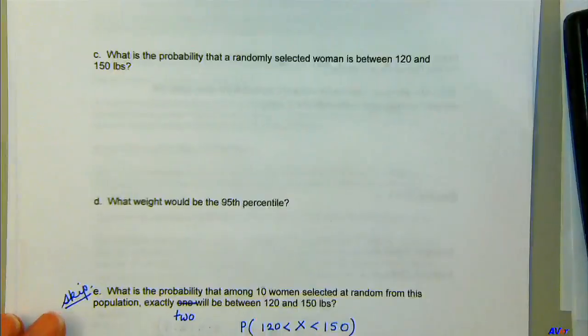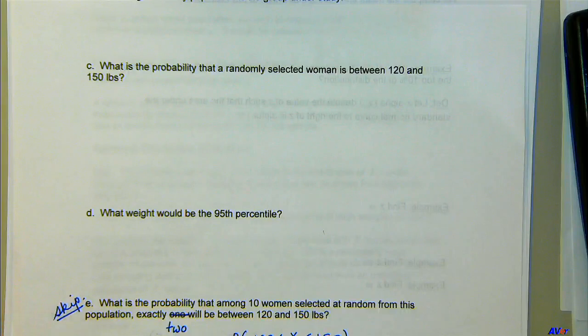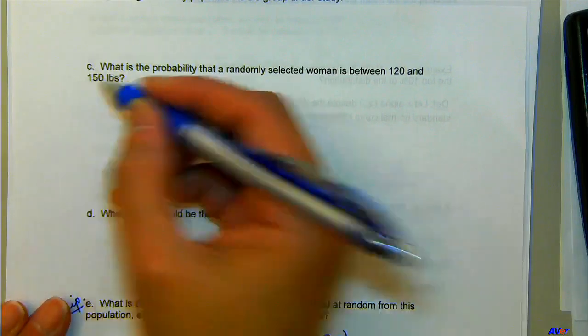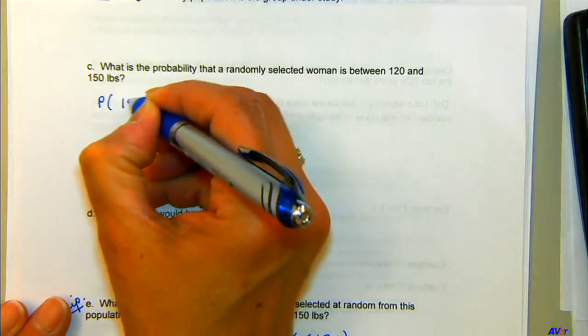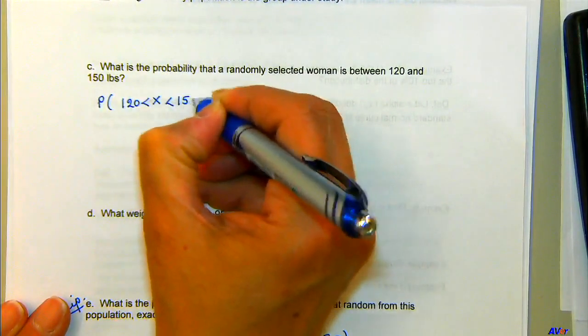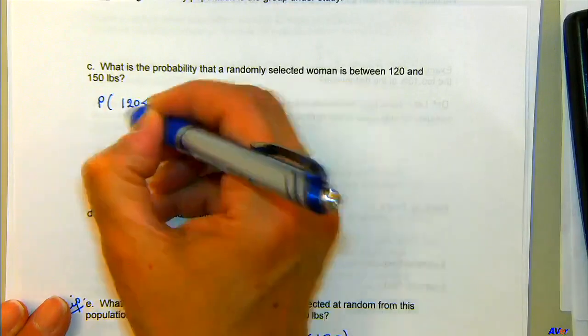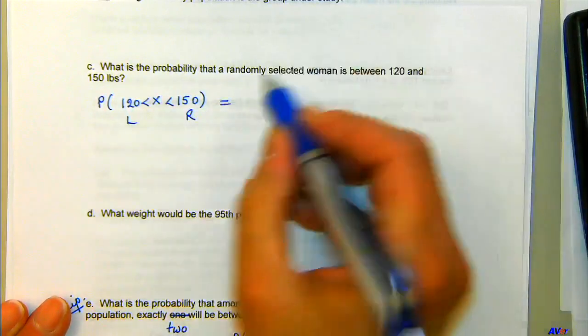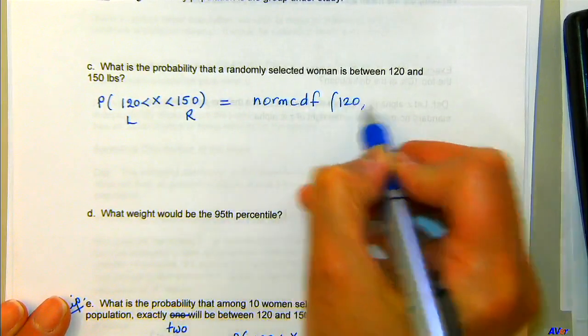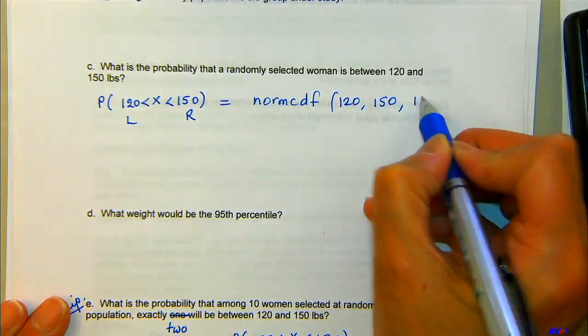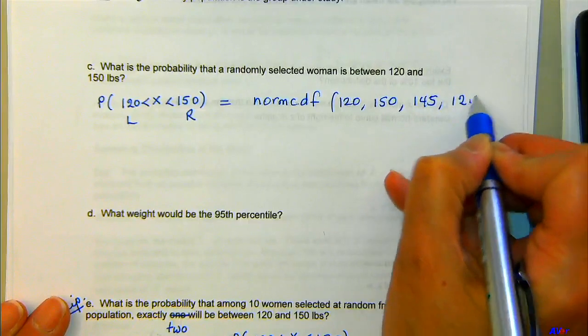Next one. What is the probability that a randomly selected woman is between 120 and 150 pounds? Probability X lies between 120 and 150. So this time, left is 120 and right is 150. So norm CDF, 120, comma 150, comma 145, comma 12.5.